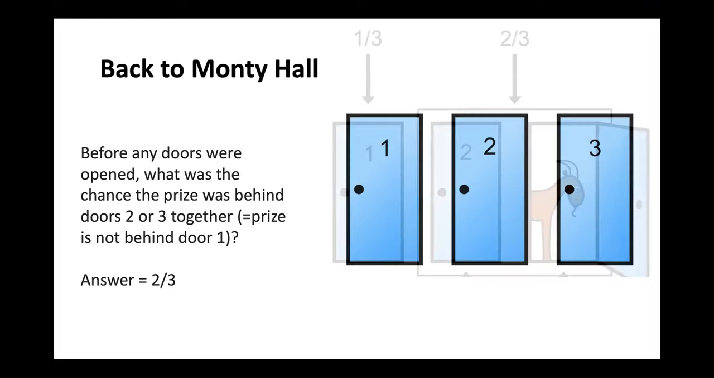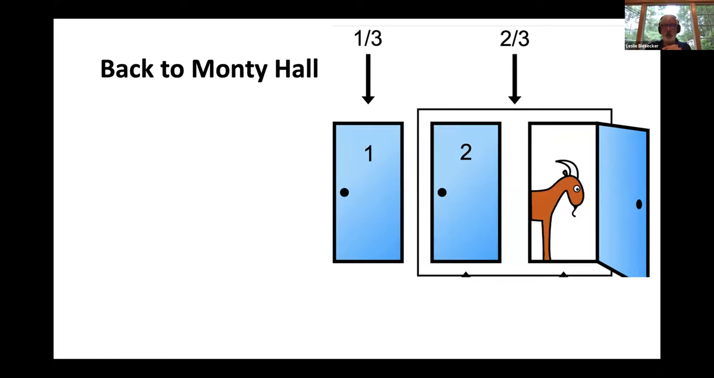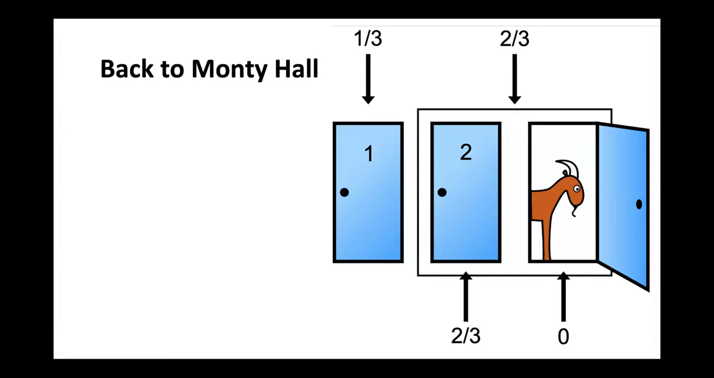Mm-hmm. Now, Monty did this. He opened door number 3. And the likelihoods of it being door 1 or not being door 1 do not change. Mm-hmm. But the likelihood of it being door number 3 is now 0, right? Right. So what's the likelihood it's behind door number 2? So 2 and 3. All right.